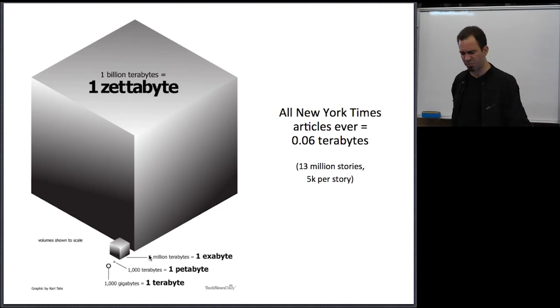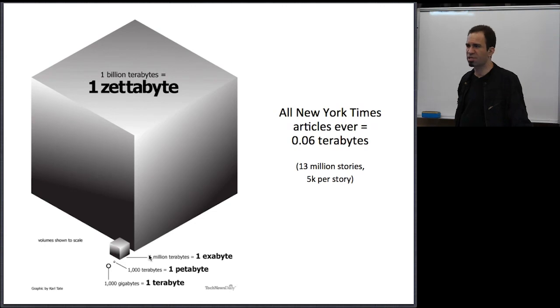So the New York Times, which claims to be a comprehensive record of all of this stuff that matters to Americans and to some degree people in other countries as well, their entire archive since they started in 1860 whatever, or 70, I don't remember anymore. Anyway, it's 13 million stories. And if you assume about 1,000 words a story, that gives you about 5 kilobytes, because English words are about 5 letters average. Anyway, it's something like 6% of a terabyte.